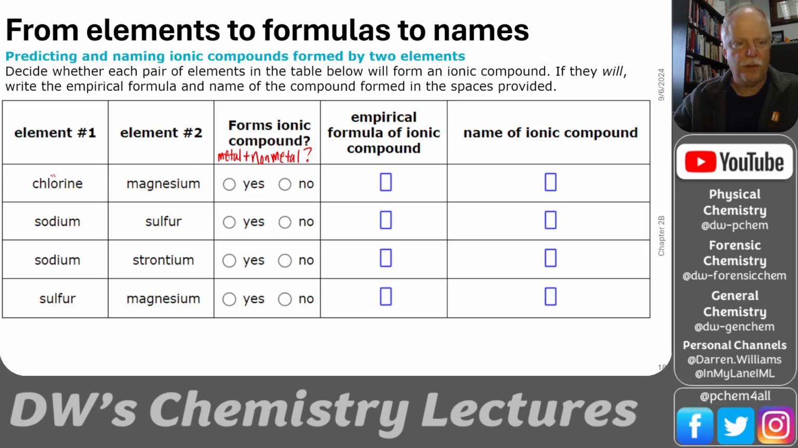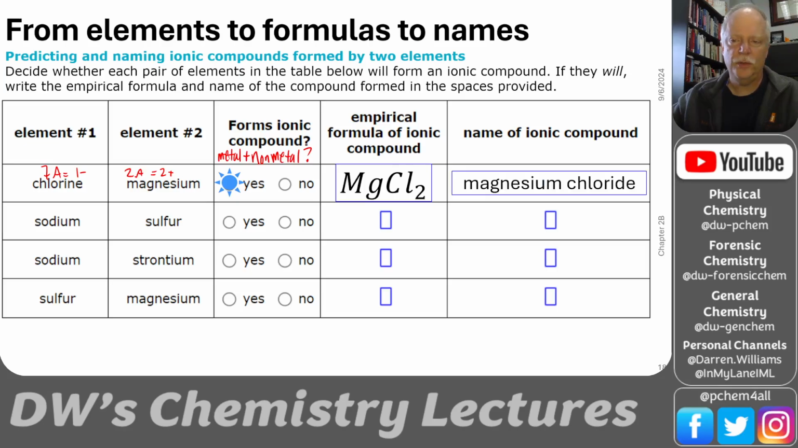So chlorine's a non-metal, magnesium's a metal, so yes, that is a metal and a non-metal. And so the magnesium is in group 2A, so that's going to be a 2 plus. Chlorine is in group 7A, so that's going to be a 1 minus. So I need 2 of the chlorines, so MgCl2. Magnesium's in group 2A, so it's always a cation of 2 plus, so we don't need a Roman numeral. So we'll just call it magnesium chloride.